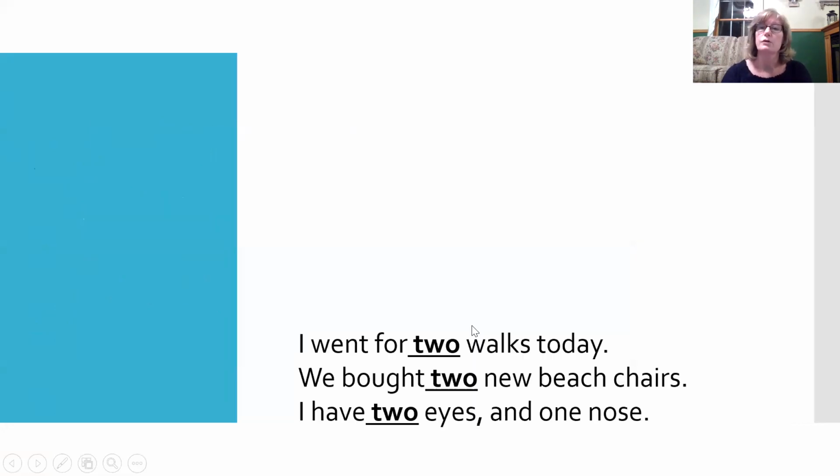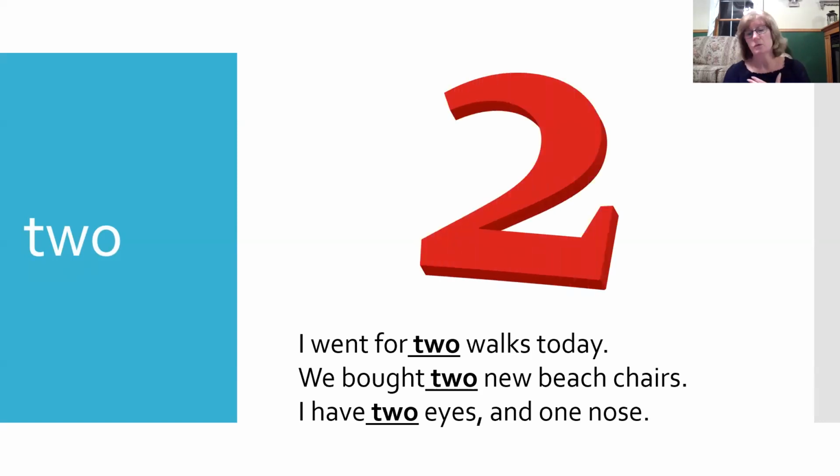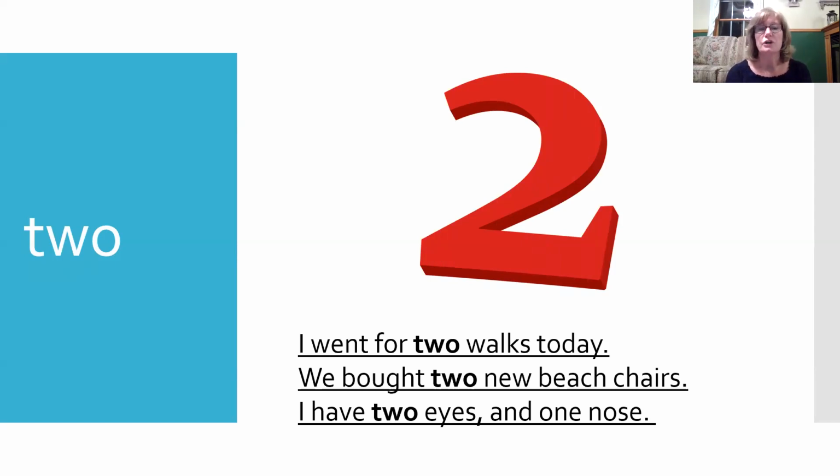The first version of the word two that I'm going to share with you, I'm pretty sure you probably already know this. In fact, like I said, you probably knew it in kindergarten. T-W-O is how we spell the number two. So when you're counting items or using numbers in any sort of way and you have to write them as a word, if you're using it as the number two, it's spelled T-W-O. I went for 2 walks today. We bought 2 new beach chairs. I have 2 eyes and 1 nose.